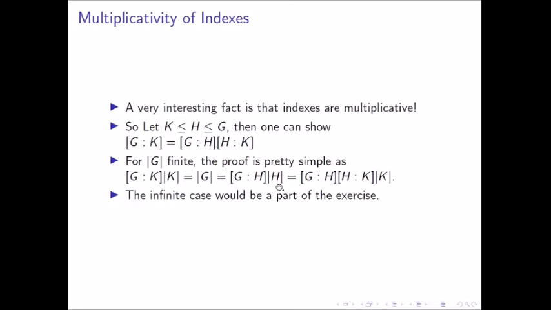But K is a subgroup of H, so use Lagrange's theorem again. So the size of H is the index of K in H times the size of K. But K is finite, as G is finite, so simply remove the K factors. So we get that the index of K in G is equal to the index of H in G times the index of K in H, as desired. The infinite case will be part of the exercise. Just think about it once now, if you want, by pausing the video.